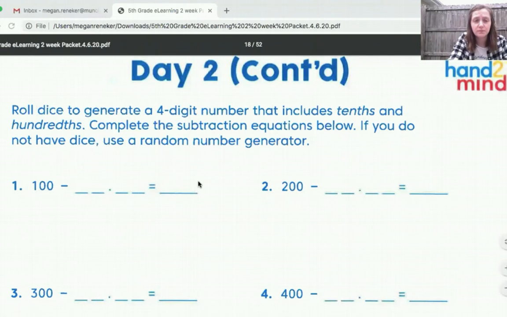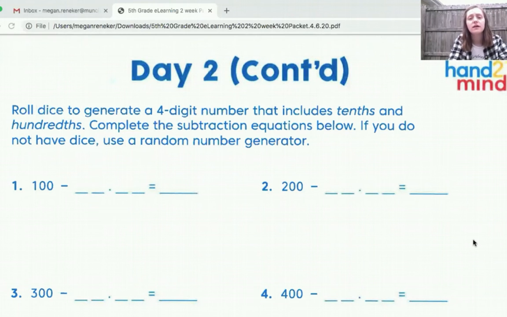All right, now we're going to take a look at an example problem from day number 2. Okay, so I'm going to pull it up on the screen here so that we can take a look at it. It is this page right here. Okay, it says day 2 continued. It tells us to roll a dice to generate a 4-digit number that includes tenths and hundredths. Okay, so if you watch the other place value video, tenths would be this place right here, hundredths would be that place right there. Then you're going to complete the subtraction equation below.